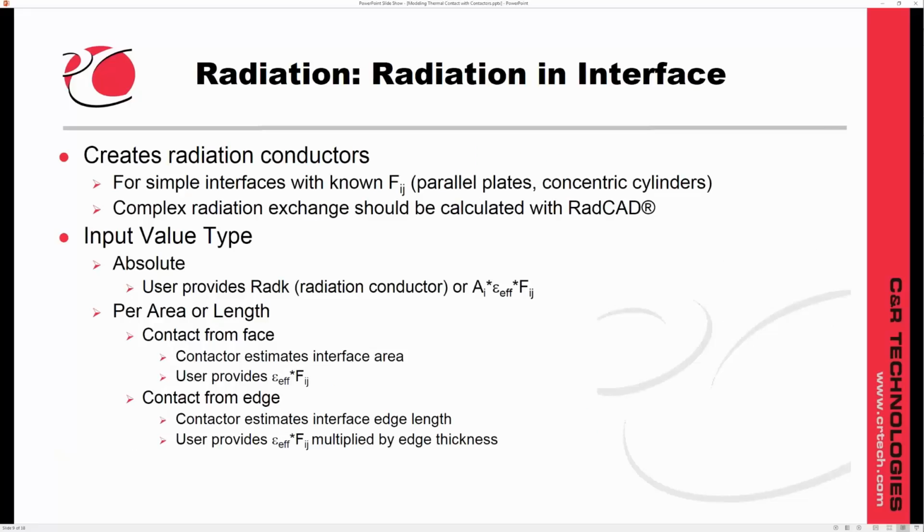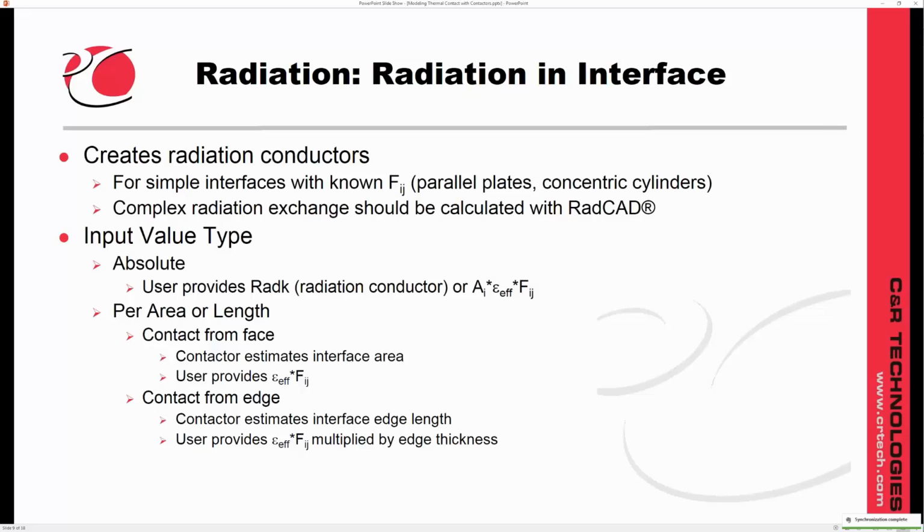Another option that's available is radiation. So this would be where you just have a radiation heat transfer through the interface. It will create the radiation conductors. Just to let you know, this is for just simple interfaces with a known form factor. So parallel plates, concentric cylinders, things along those lines. If it's complex radiation exchange for much more of your model, do this with RadCAD, because then it takes into account reflections and anything else that can't be done by a simple calculation.